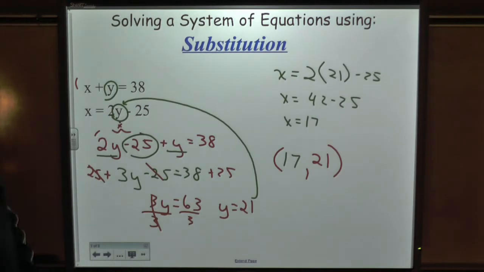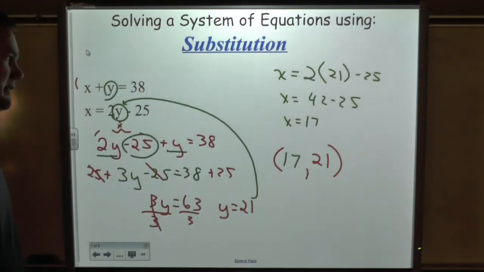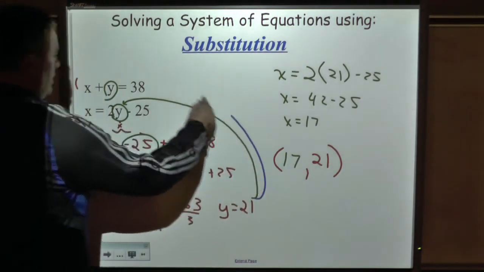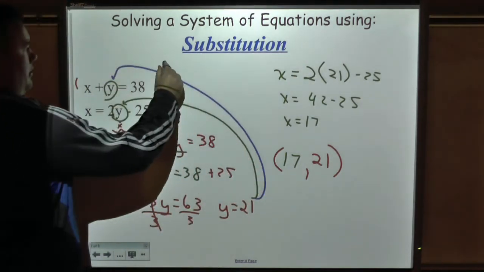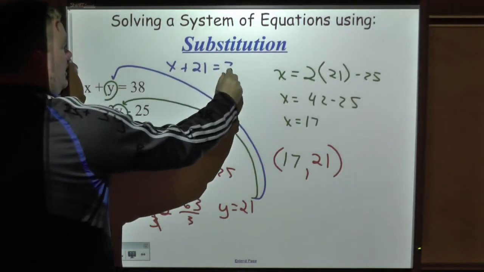All right? Now the question always asked is, well, which equation do I choose to find the second part? As I said, it doesn't matter. You could choose the first one. I could take that 21 and I could have substituted it in there. x plus 21 instead of a y equals 38.